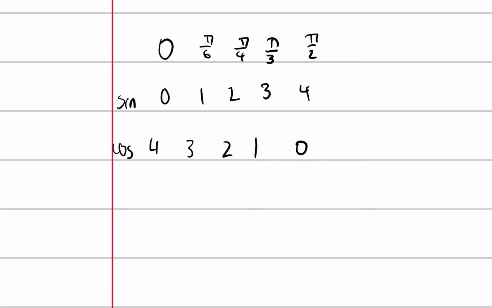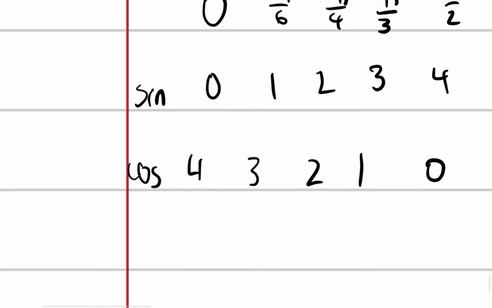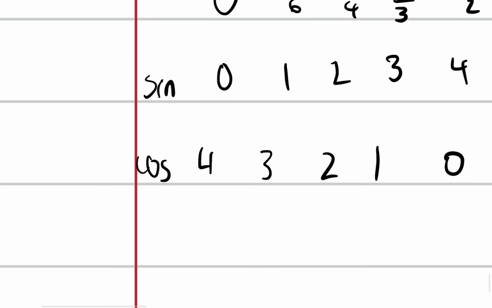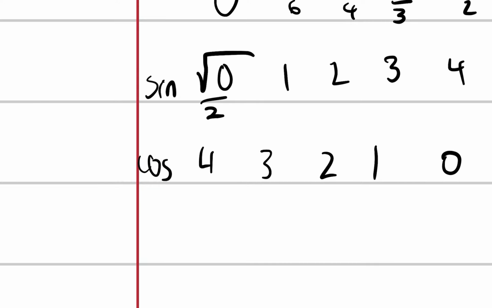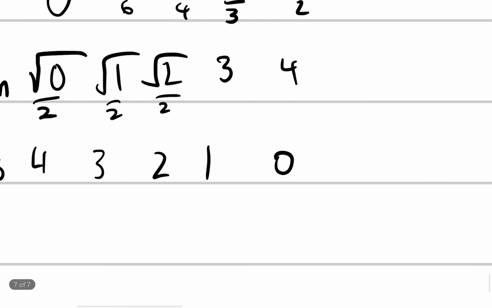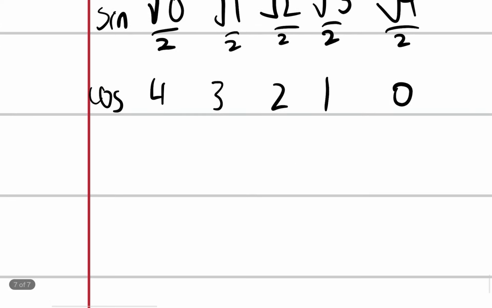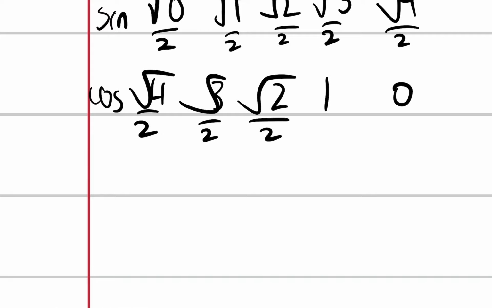That's ridiculous, right? So the key is, this is a pretty cool trick. You have to take the square root and divide by 2. Square root and divide by 2, and do the same thing here. And that way, we can figure out all the values.